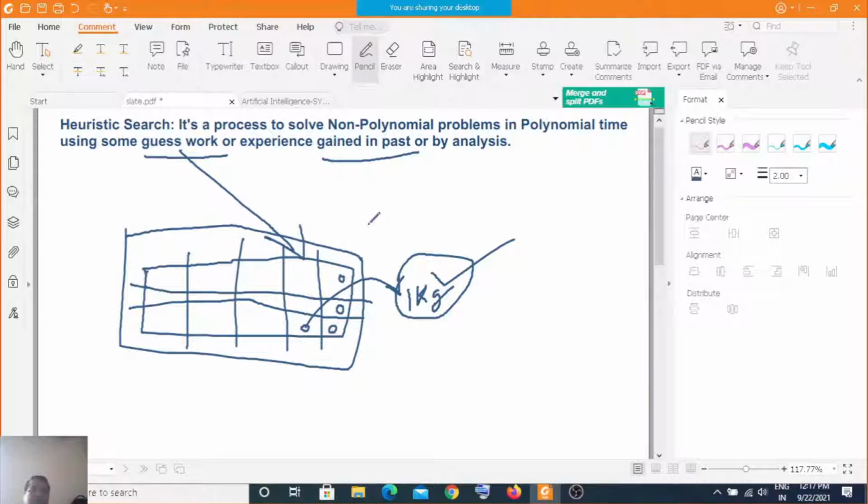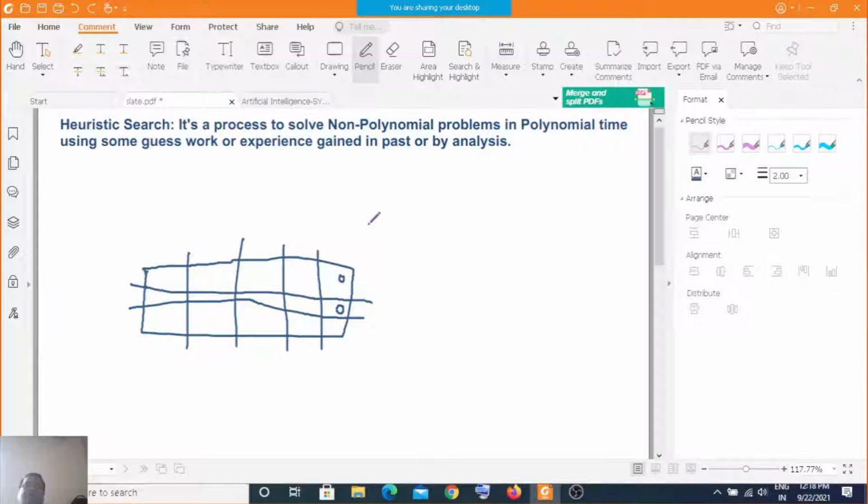That is artificial intelligence. Heuristic search won't guarantee you the absolute solution, and many times not even the correct solution. The only thing heuristic search guarantees is a solution to a problem which is otherwise unsolvable. Let me give you a simple example of heuristic search.